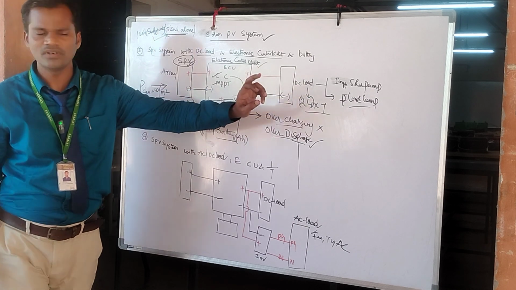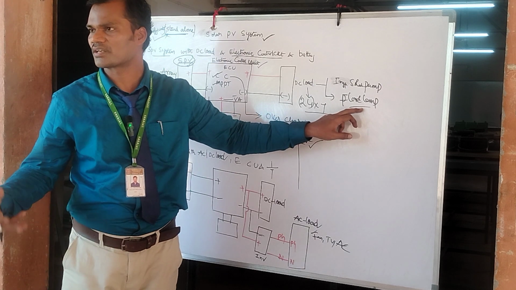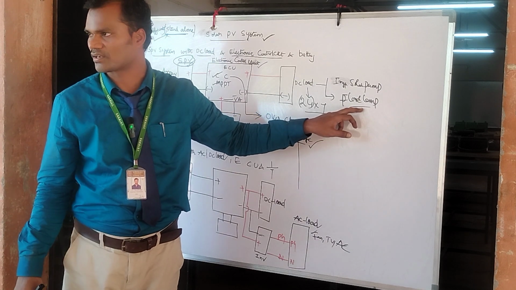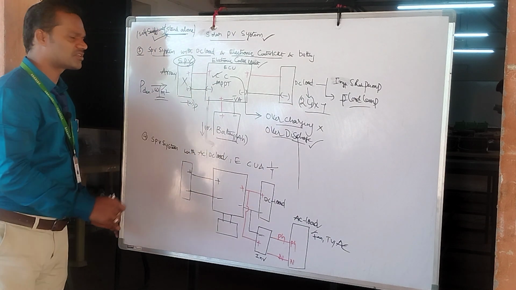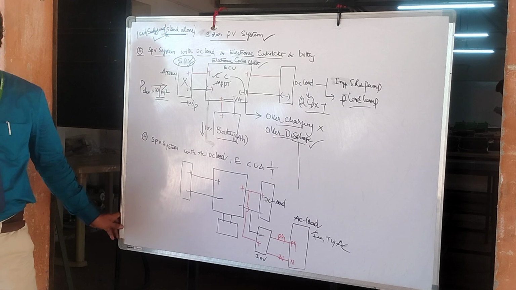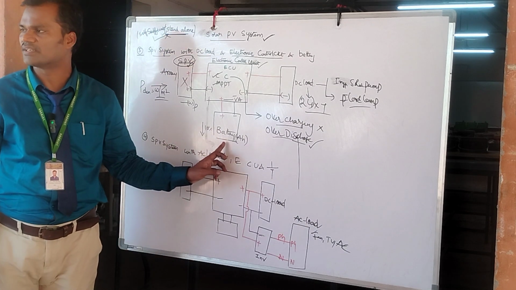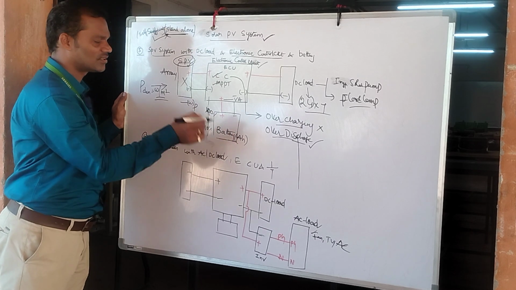Already in the morning the battery has been charged from 10% to 100% state of charge. Now in the evening the battery starts discharging and it supplies the required amount of power to the DC load. Therefore, the DC load will operate for how many hours? 24 hours. Okay. So like this, this is an important classification. All these come as examples of off-grid.